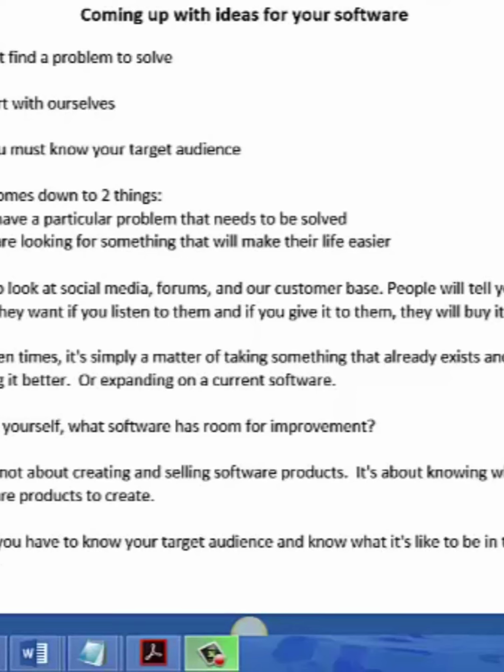So you've got to ask yourself, what software out there has room for improvement? And you've got to remember this, it's not about just creating and selling software products. There's a lot of money to be made in selling software products, don't get me wrong, but it's also about knowing what software products to create. So that's why it's important to know your target audience and know what it's like to be in their shoes.